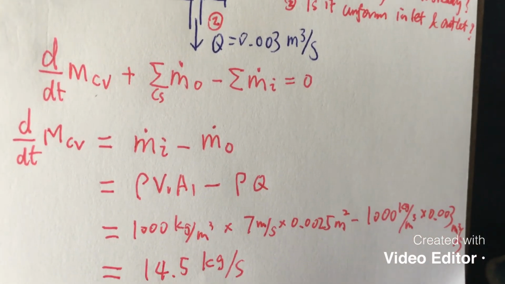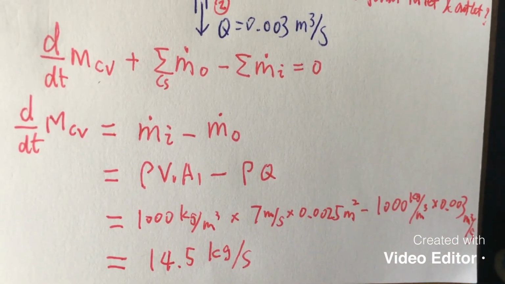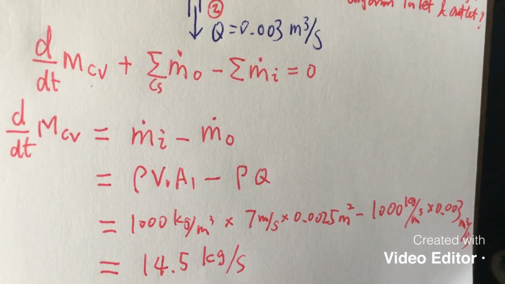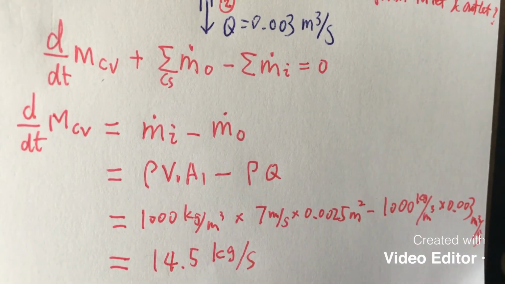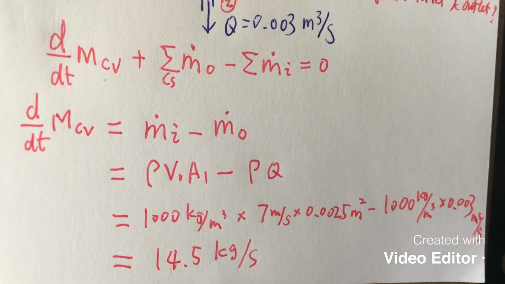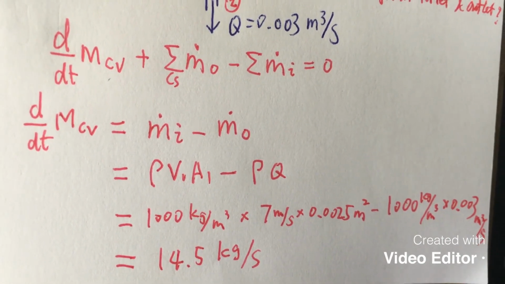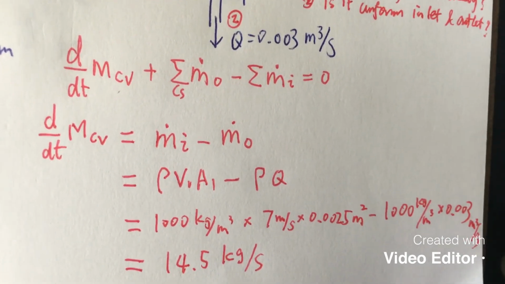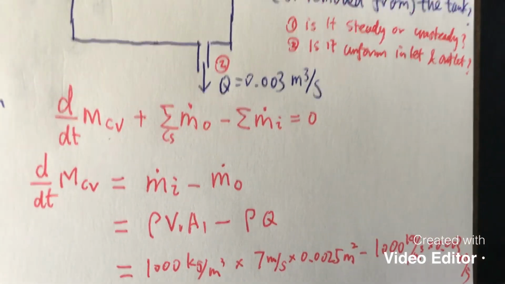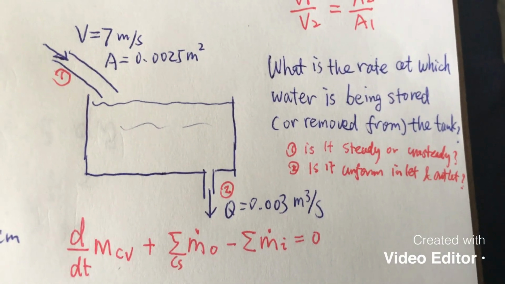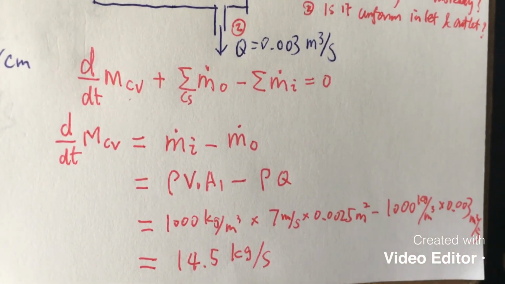So then we do a calculation. It turns out the time rate of change of mass in this tank is 14.5 kilograms per second. So every second, 14.5 kilograms of water is being stored in the tank. It's positive, that means it's being stored in the tank. Okay, so that answers the question. Okay, so this is our first example.